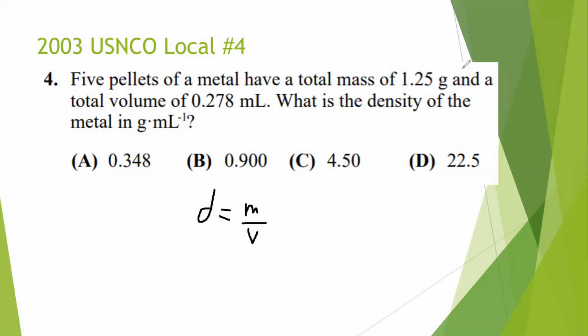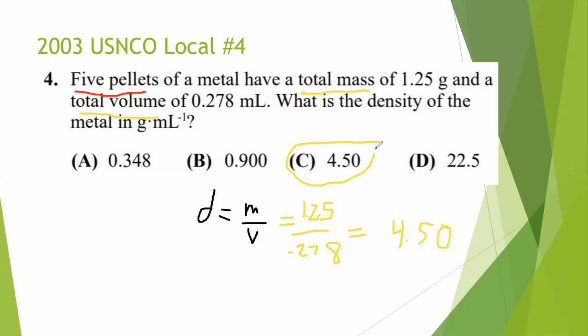I see people have gotten the right answers. The tricky thing is they put in this 5 pellets thing, and you're like, what? That's what got me the first time when I was reading it. I was like, do we calculate the individual pellets or do we just treat it as one whole system? But the problem said the total mass and total volume. So we could just treat the 5 pellets as one super big pellet. So it has a mass of 1.25 and a volume of 0.278. And if you do the calculations, you'll get 4.50, which is C.